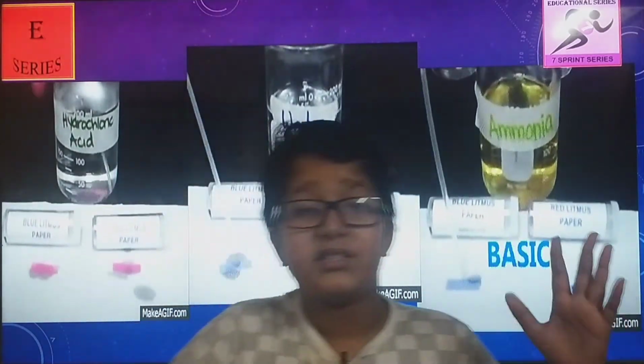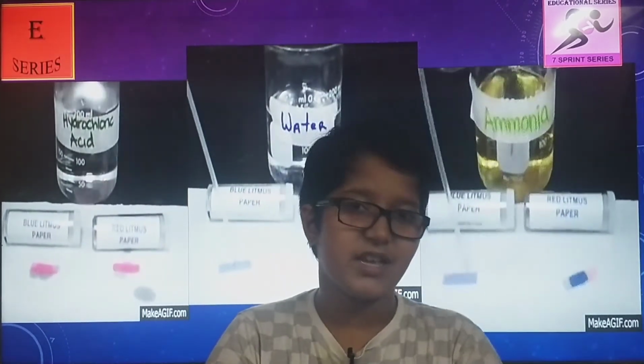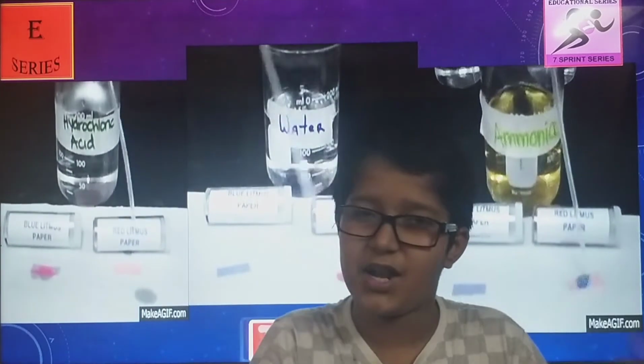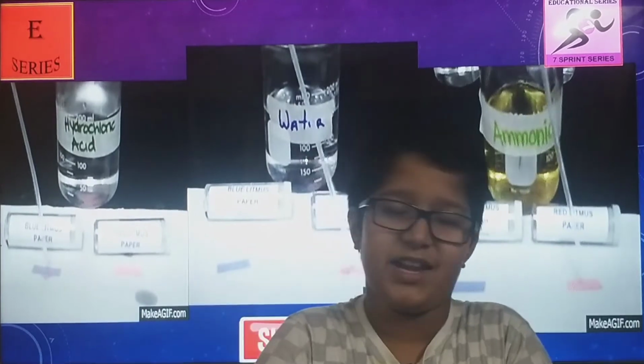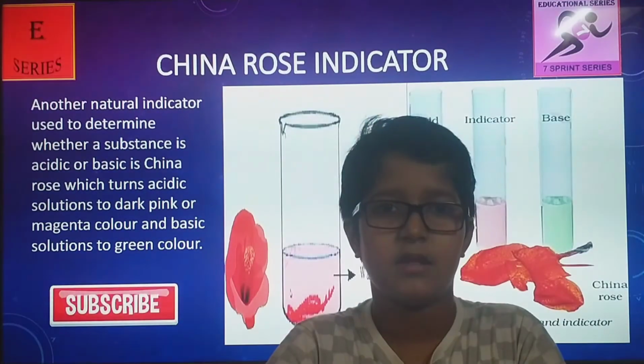So these are the tests which can show whether a substance is acidic or basic. This is called the litmus test and it can be done with both litmus paper and litmus solution. So let's proceed on and see some indicators.